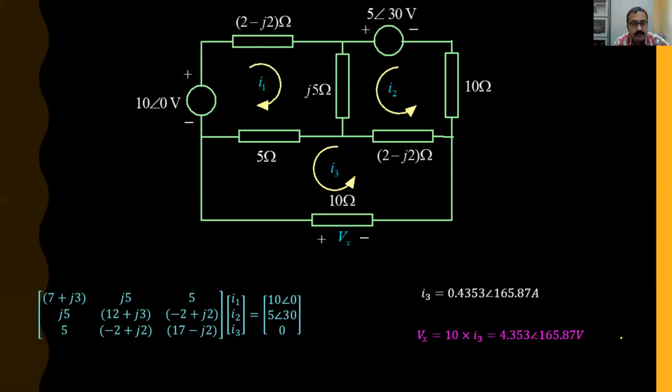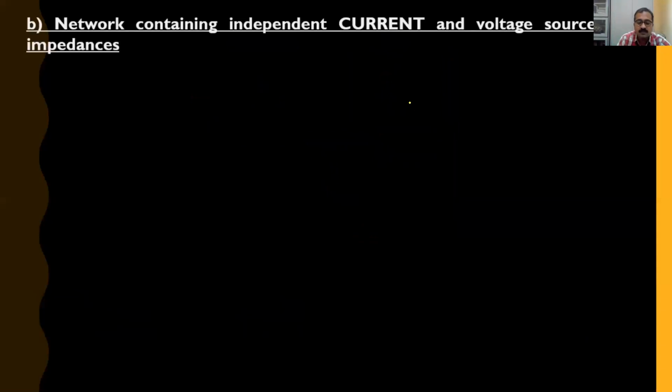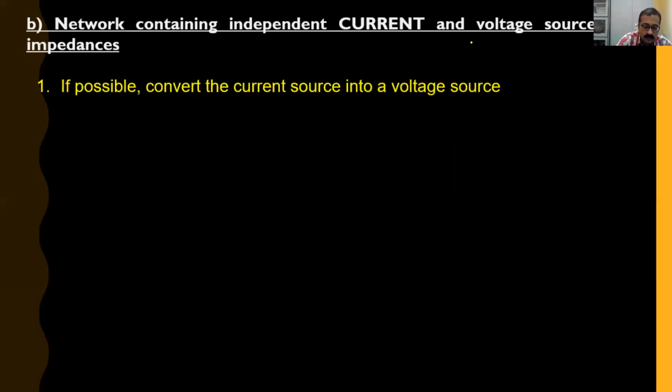The examples that we took so far comprise impedances and independent voltage sources. But a network means there can be any kind of source, maybe voltage source or maybe current source. Suppose now we will consider the case where our network has current sources. So, a network containing independent current sources, voltage sources and impedances. If possible, convert the current source into a voltage source, right?